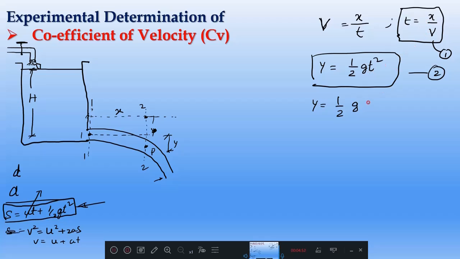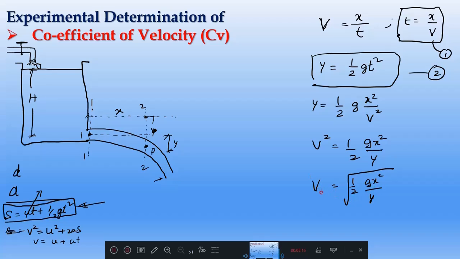I will write that t square means x square by v square. Then v square I will bring to this side: half g x square divided by y is the expression for v square. Then what is v? v is equal to the root of half g x square divided by y.